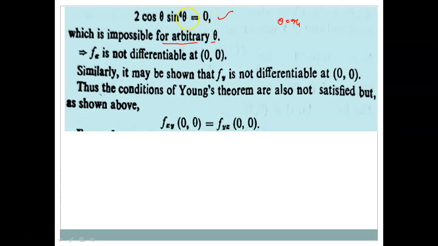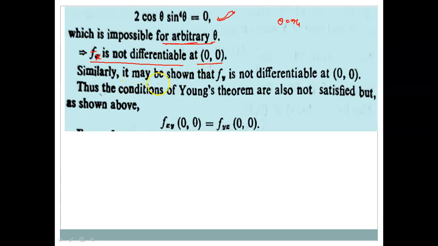Yes, it can hold for particular values of theta. For example, if you take theta equal to 0, then it is true. And if you take theta equal to pi by 2, this is also true. But for arbitrary values, this equation is not true, and hence fx is not differentiable. How did we obtain this equation? By considering that fx is a differentiable function, but we are not getting a true result. Therefore, fx is not differentiable at the point (0,0).